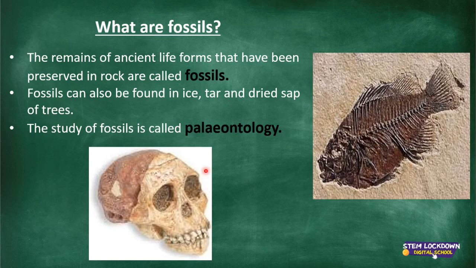And also this one. This is a picture of the Taung child that one of our mates yesterday told us about, that it was discovered by Raymond Dart. So this is a fossil that was found in South Africa, the Taung child.